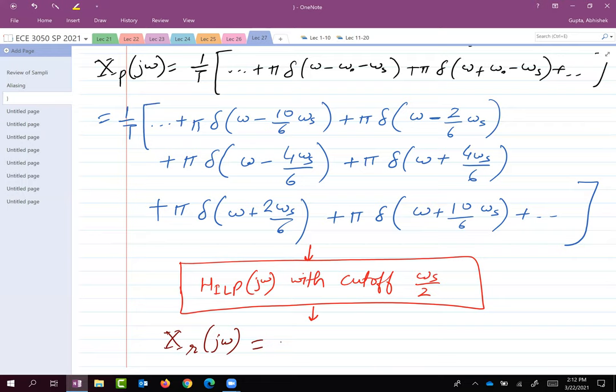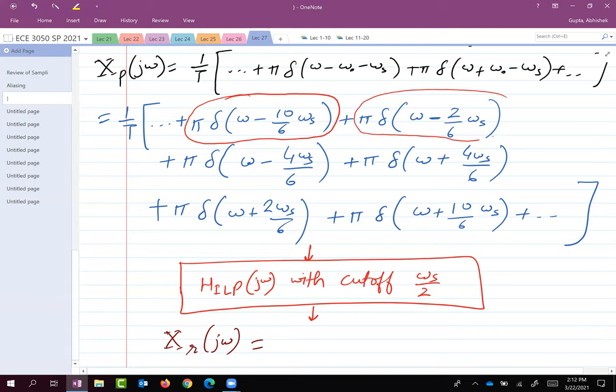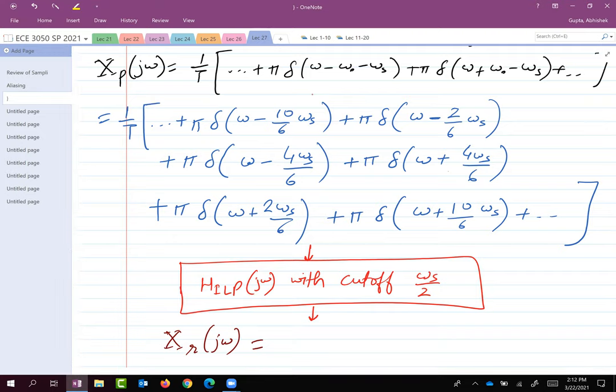Okay, let me give you a hint. If you look at this signal, it is at frequency 10 over 6 omega s. This signal has a frequency of 2 over 6 omega s, and so on and so forth. This one has a frequency of 4 omega s over 6, and so on. And what I'm saying is that the magnitude of all frequencies above omega s over 2 will be 0. The magnitude of all the frequencies below minus omega s over 2 would be 0. So that's the hint. Now, most of the signals will get killed, and only two signals will remain.